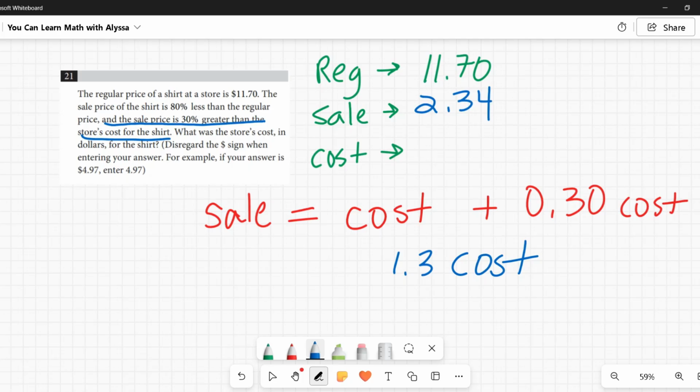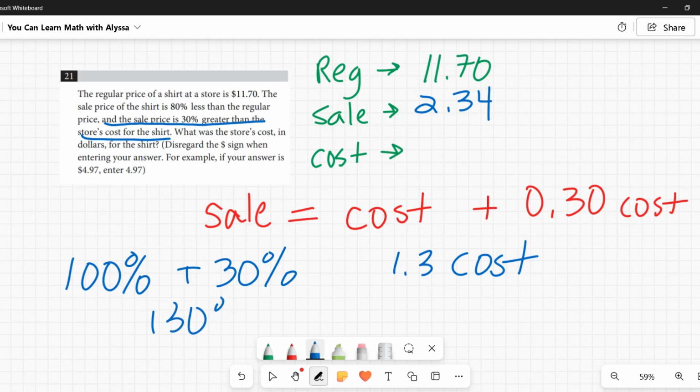And we know that this is true because if we look at it the other way, as saying the original cost is 100% of that cost price, and then we're adding another 30% of that cost. That is 130% or 1.3. Ding, ding, ding.